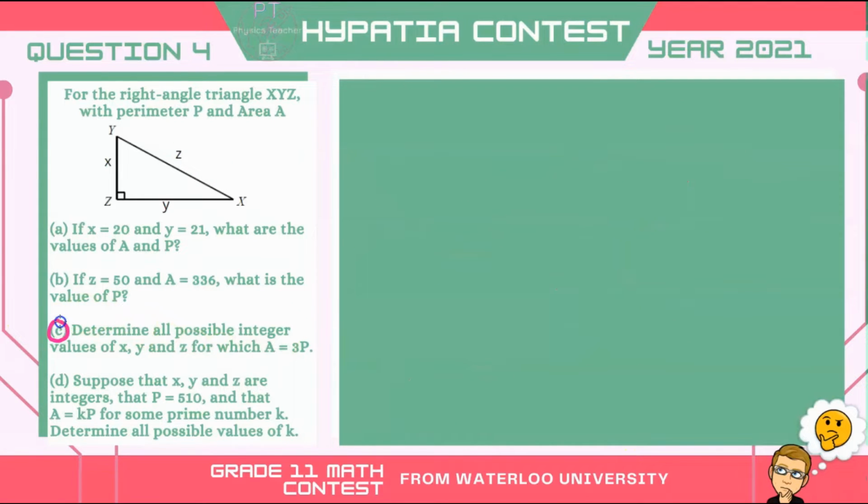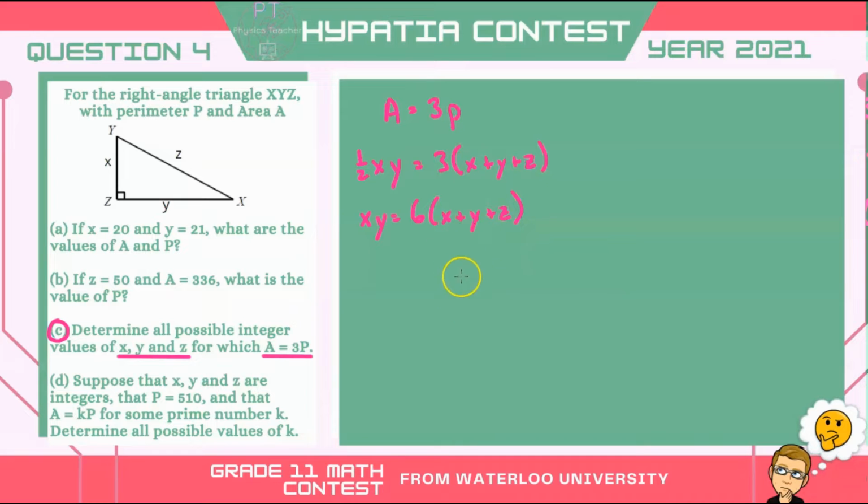Alright, so moving on to part C now. Things are going to get tricky here. It says determine all positive integer values of x, y, and z, for which the area is exactly 3 times the perimeter. Alright, so let's start with this area equals 3 times the perimeter. Now we know that area is 1/2 base times height, so we have 1/2 xy. And that's going to be 3 times the perimeter, where our perimeter is just x plus y plus z. And again, multiplying both sides by 2, we get xy equals 6 times x plus y plus z.